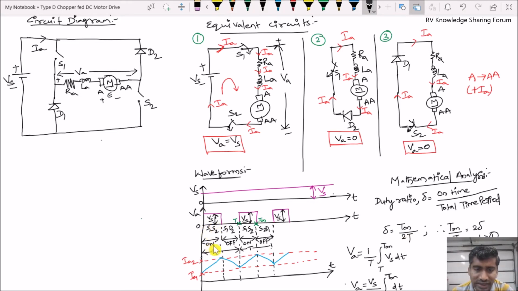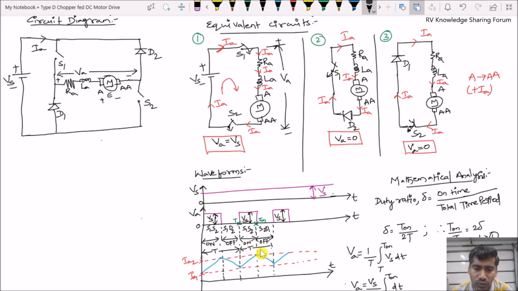So here it is represented as on, and here the switch S2 is half, therefore it is half. So T on plus T off becomes T. And again here the switches S1 and S2 are on, so here it is represented as on. And here switch S1 is off, so here it is represented as off. So on plus off, here it is T.